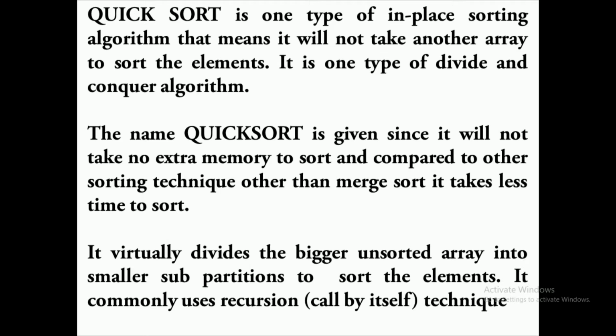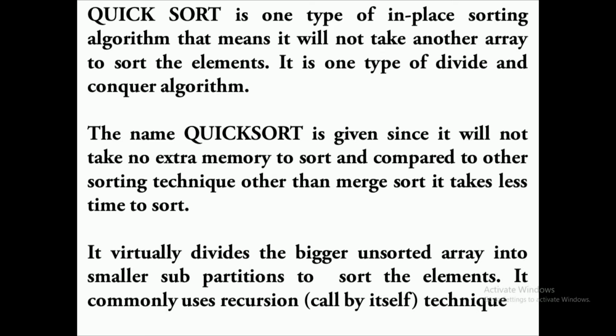What is the technology behind this quicksort? It virtually divides the bigger unsorted array into smaller subpartitions to sort the elements. That means it will divide one whole array into two parts. Again, it will take the left part and divide it into two parts, and again it will take the left part. This process will continue till a single element exists. That type of process we call the quicksort partitioning technique, and it uses the recursion process to do this quicksort method.